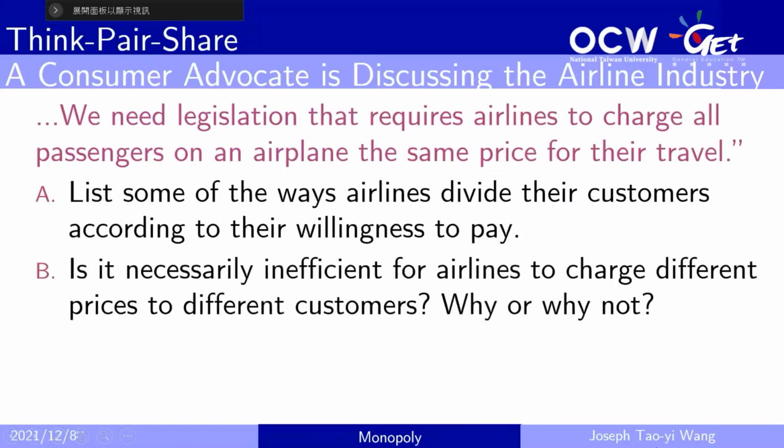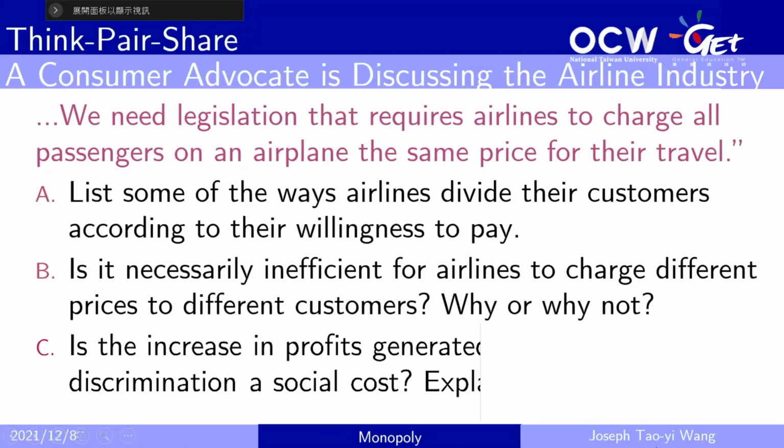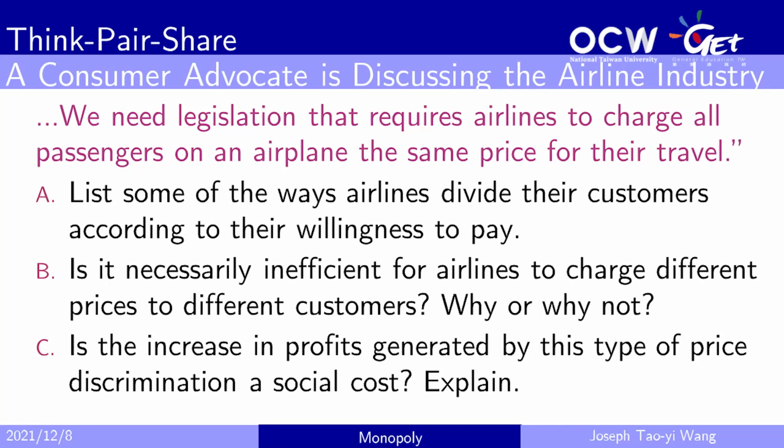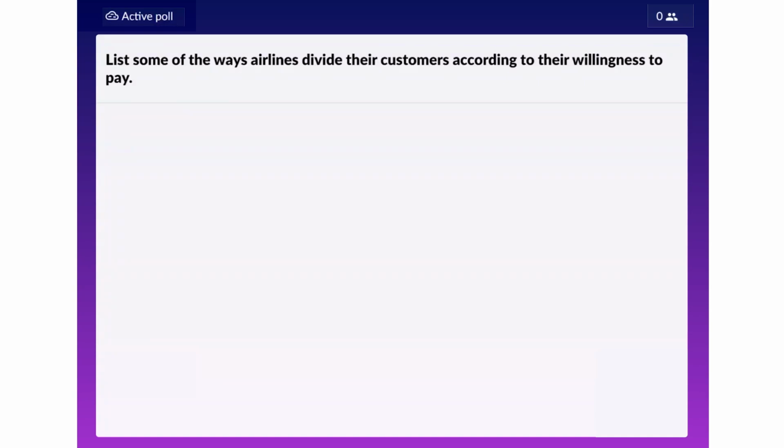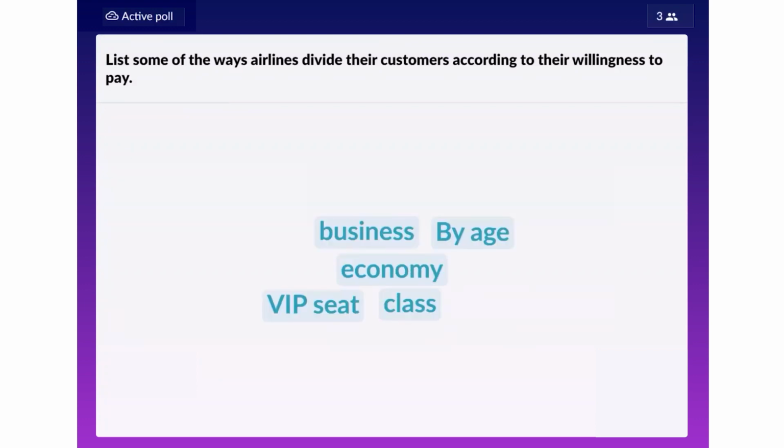Second, is it necessarily inefficient for airlines to charge different prices to different customers? Why or why not? The last one, is the increase in profits generated by this type of price discrimination a social cost? All right, so let's look. List some of the ways airlines divide their customers according to their willingness to pay. Oh, by age, good. What else do we have? VIP, yeah. Economy class, yeah, good. Business class.